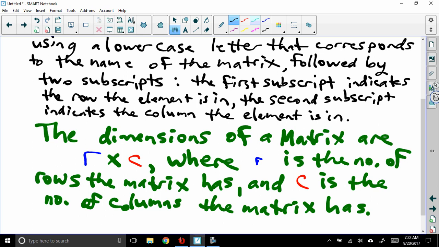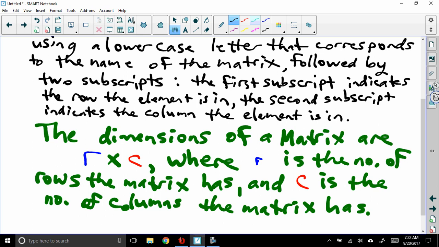So the first number is how many rows the matrix has. The second number is how many columns the matrix has. So at this point, I think it would be a great idea to actually look at some matrix.